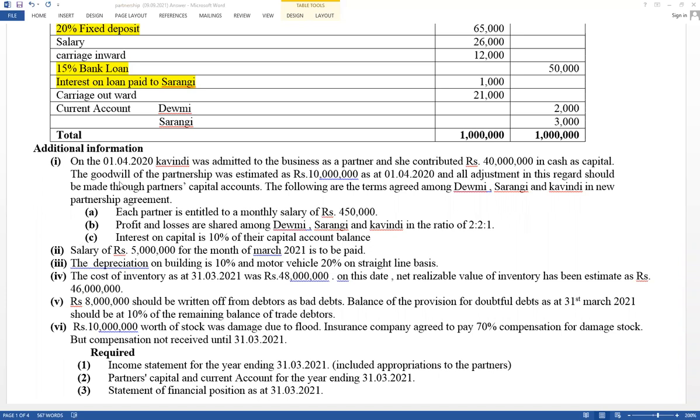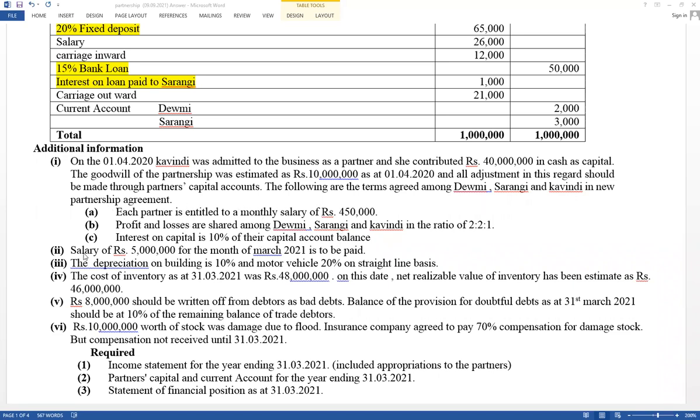Right, then next one, the agreement has been given. Each partner is entitled to a monthly salary. Now think, there are three partners available. The new partner was also admitted at the beginning of the year, therefore profit appropriation is relevant for the new partner also. The given profit sharing ratio for Devumi, Sarangi and Kavindi is 2:1. And interest on capital is 10% on their capital account balance. This is the agreement relevant for the profit appropriation part.